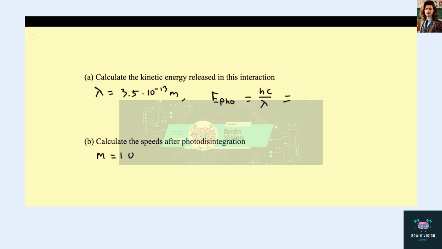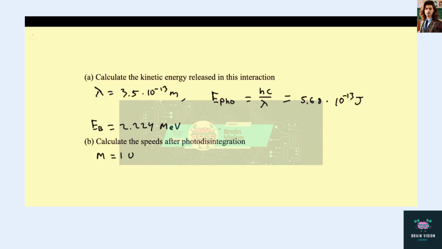Plugging in our numbers and being careful with the units, we find that this is equal to 5.68 times 10 to the minus 13 joules of energy. Now, we can look up the binding energy of the deuteron, and we can find that this is equal to 2.224 mega electron volts.